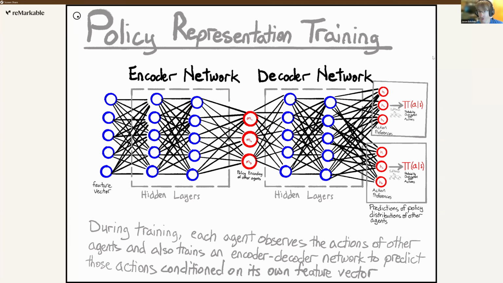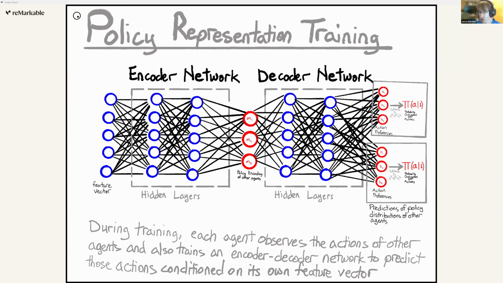And so during training, this output is not actually directly used. It's only used for backpropagation because we have to ensure that this network is learning what we want it to learn, which is how to most effectively predict the behavior of the other agents.